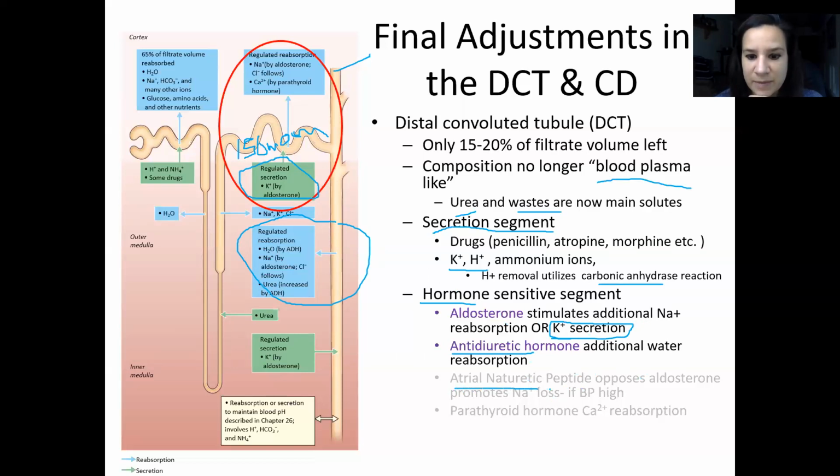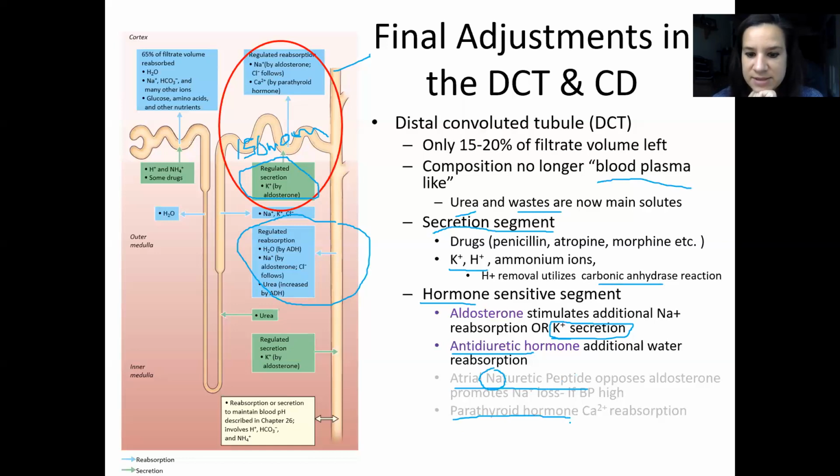So atrial natriuretic peptide, again, anything you see natriuretic, look Na, that's sodium hiding in there. So atrial natriuretic peptide is going to do the opposite of aldosterone and actually promote sodium loss. You would only want this if your blood pressure was really high and then you needed to pee out some extra sodium and hopefully pee out some extra water, because water follows salt, and that would reduce your blood volume and help bring your blood pressure down. Okay, obviously acting in the heart, right, atrial.